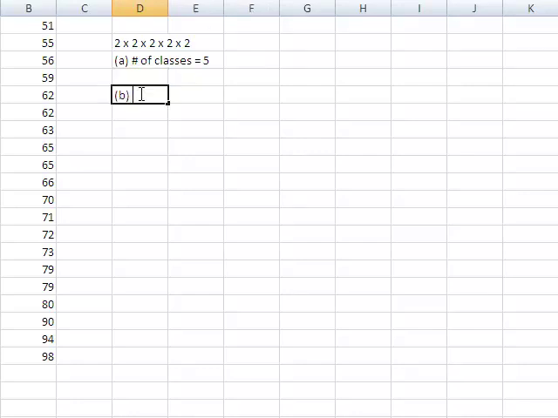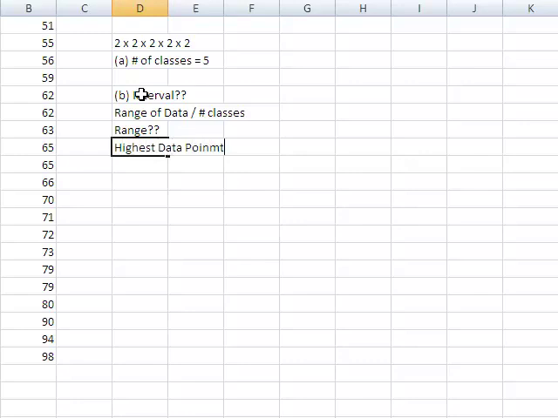What is my interval? And the interval is simply nothing more than the class width. That's how wide, or how many data points I want to jam into each individual class. And the formula that we use for that is we take the range of the data and we divide it by the number of classes. Well, how do we find the range? The range of a data set is simply the highest data point minus the lowest data point.